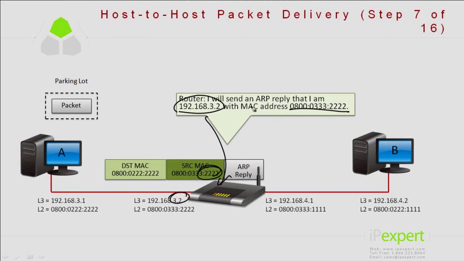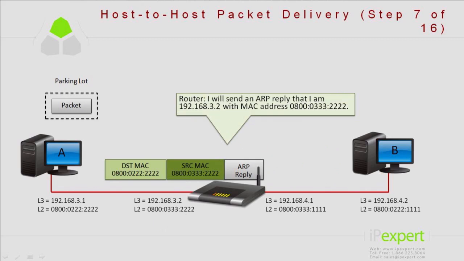So it says, I will send an ARP reply that I am 192.168.3.2 with this MAC address. So what's happening here is this device is proxying this ARP. In other words, this is the MAC address that I'm actually physically sending, so here is 3.3.3, that's my MAC address, and all it's going to do is say, hey, whoever you are that has this address, or the address that we're looking for, I need you to reply to me.